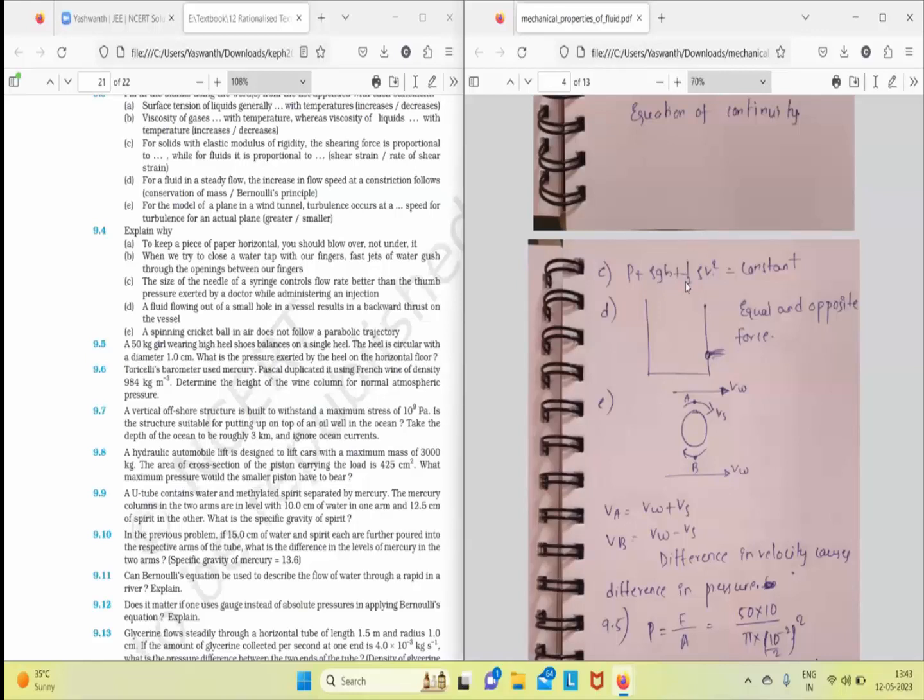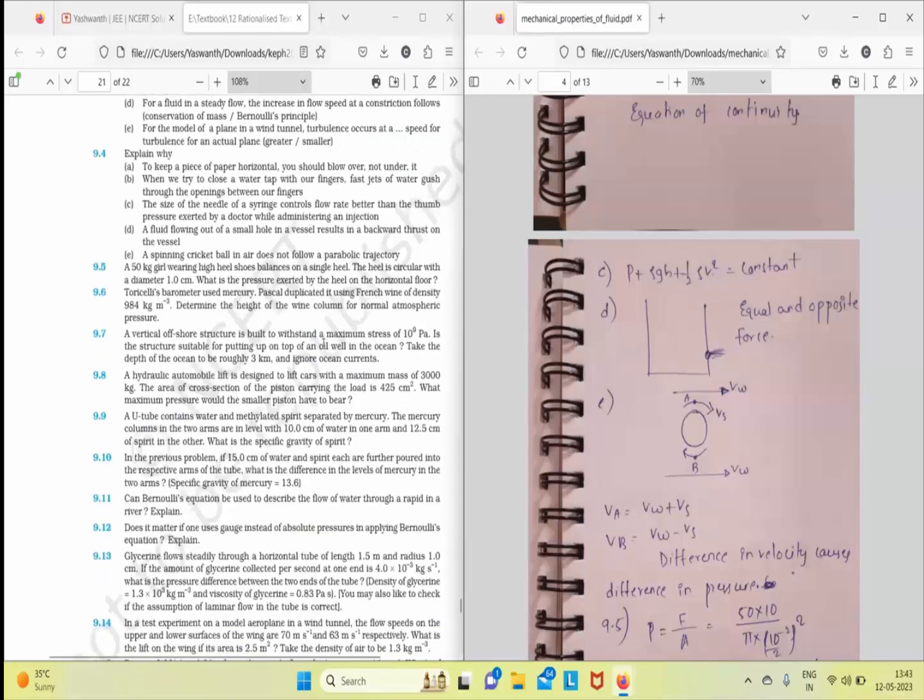So the size of the needle of a syringe, meaning the size of the needle will be very small, indirectly controls the velocity of the fluid that comes out. So if you can control the velocity, you can change this constant value by a greater amount. So this controls flow rate better than the thumb pressure. So velocity plays a more important role than pressure in Bernoulli's equation.